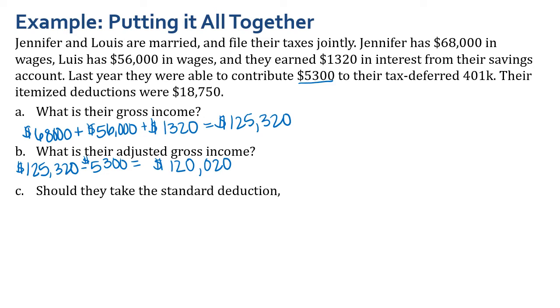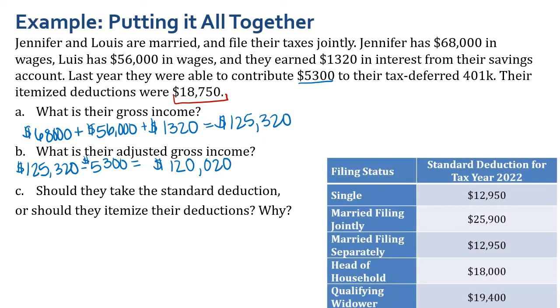Should they take the standard deduction, or should they itemize their deductions, and why? So we know for itemizing their deductions, they'll get $18,750. If they were doing the standard deduction, here is the standard deduction table again. They are married and filing jointly, so the standard deduction is $25,900.